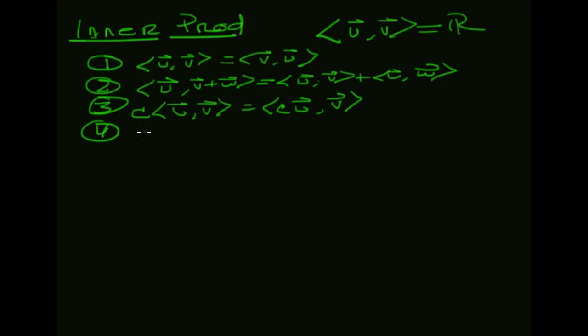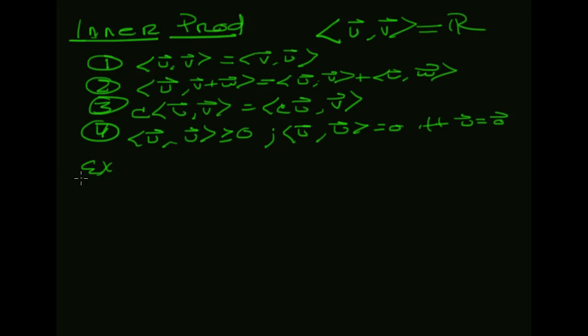And I want something that's multiplied by itself to be positive or 0, non-negative. And the only way that something multiplied by itself can be 0 is if that thing is the 0 vector. If I've met these four criteria, I have an inner product. So the dot product is an inner product, but we're going to give some examples here.